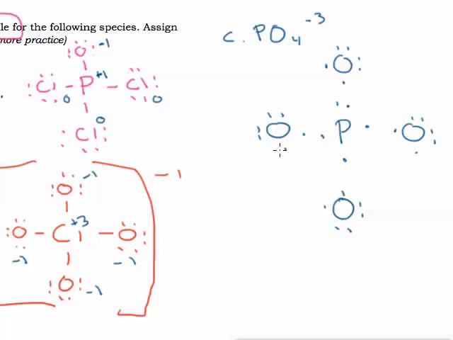Because we've just been doing it a bunch, hopefully we see that that shifts over and this unshared pair comes in. We have to remember we have -3, so that means we got 3 extra electrons in here. Let's put one on each of these, and then we can see that that bond also forms. So we have our phosphorus single bonded with 4 oxygen atoms.